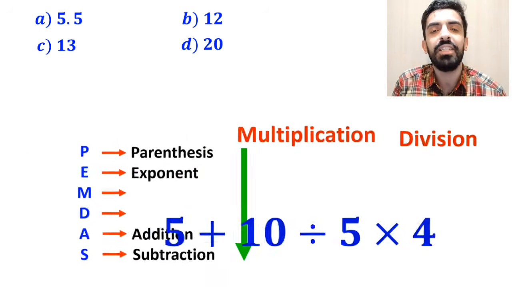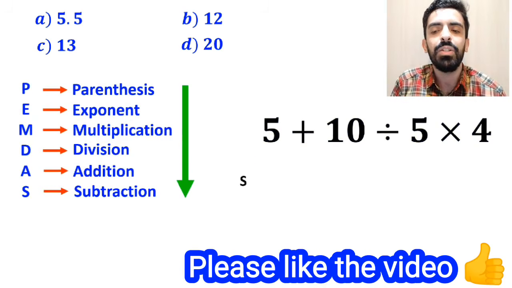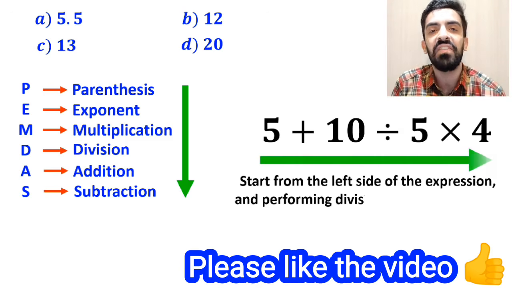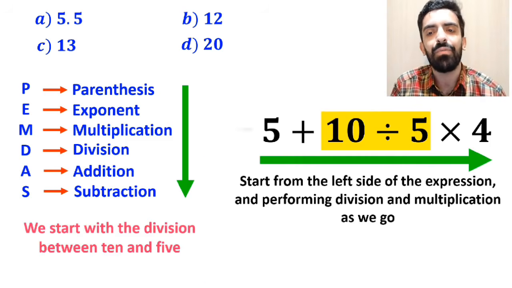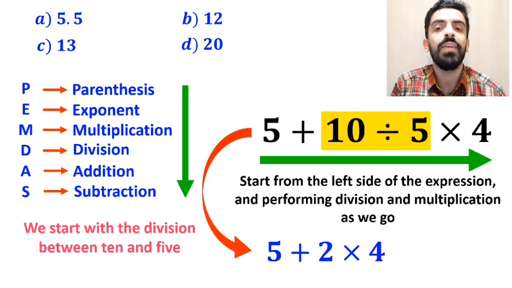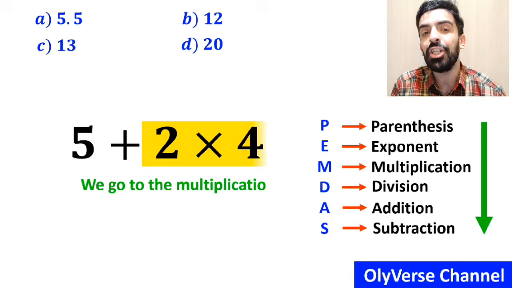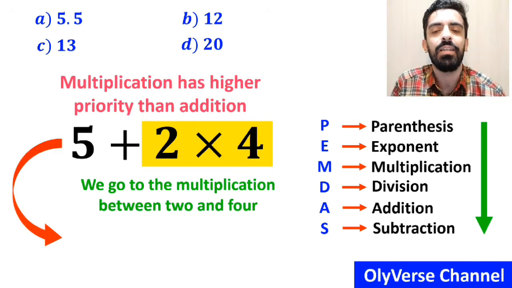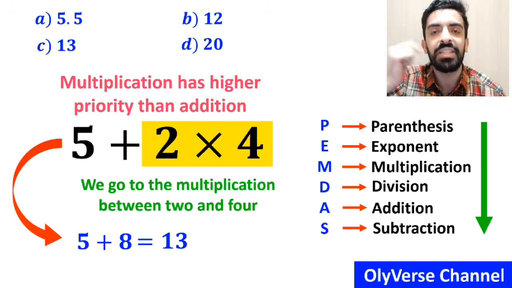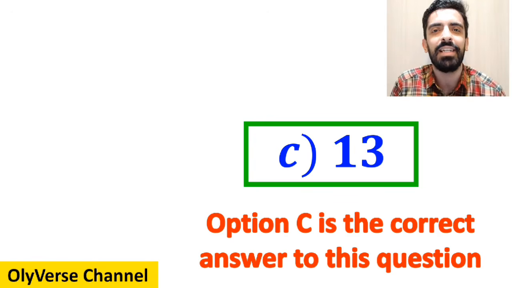Alright, now it's time to perform the division and multiplication, because multiplication and division have higher priority than addition. However, we must pay close attention that multiplication and division have equal precedence. In this case, the best thing to do is to start from the left of the expression, performing division and multiplication as we go. So, we start with the division between 10 and 5, and instead of this expression, we can write 5 plus 2 multiplied by 4. And the final step, we go to the multiplication between 2 and 4, because multiplication has higher priority than addition. So, this expression simplified to 5 plus 8, which ultimately gives us the answer 13. Therefore, option C is the correct answer to this question.